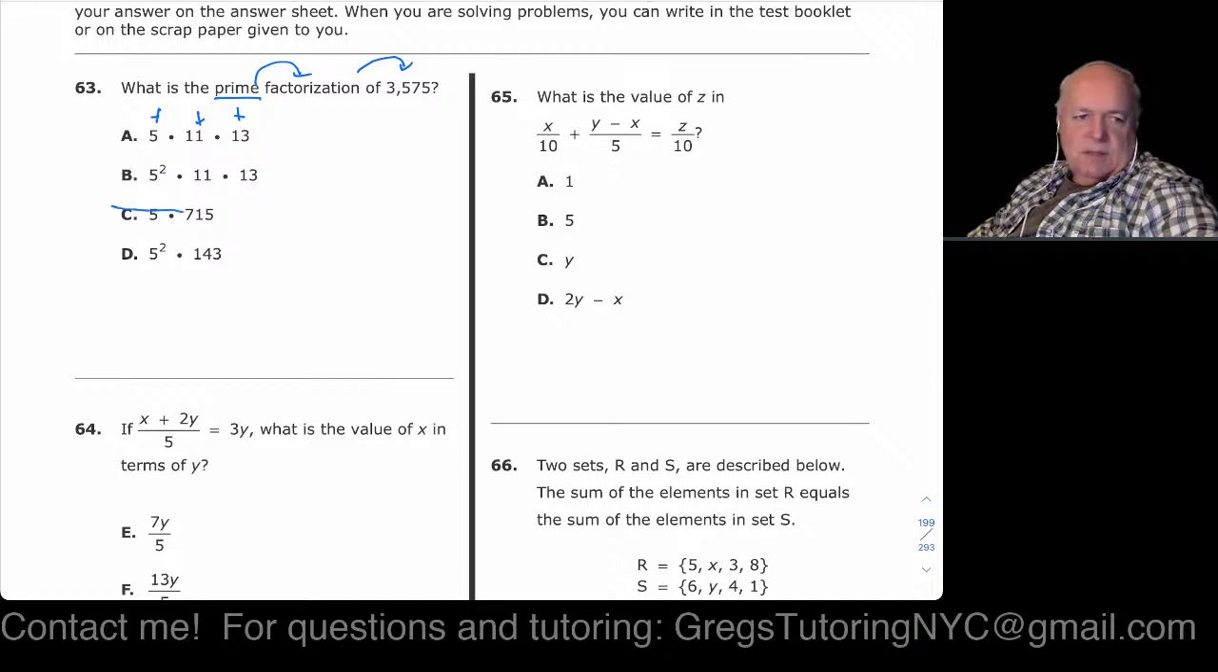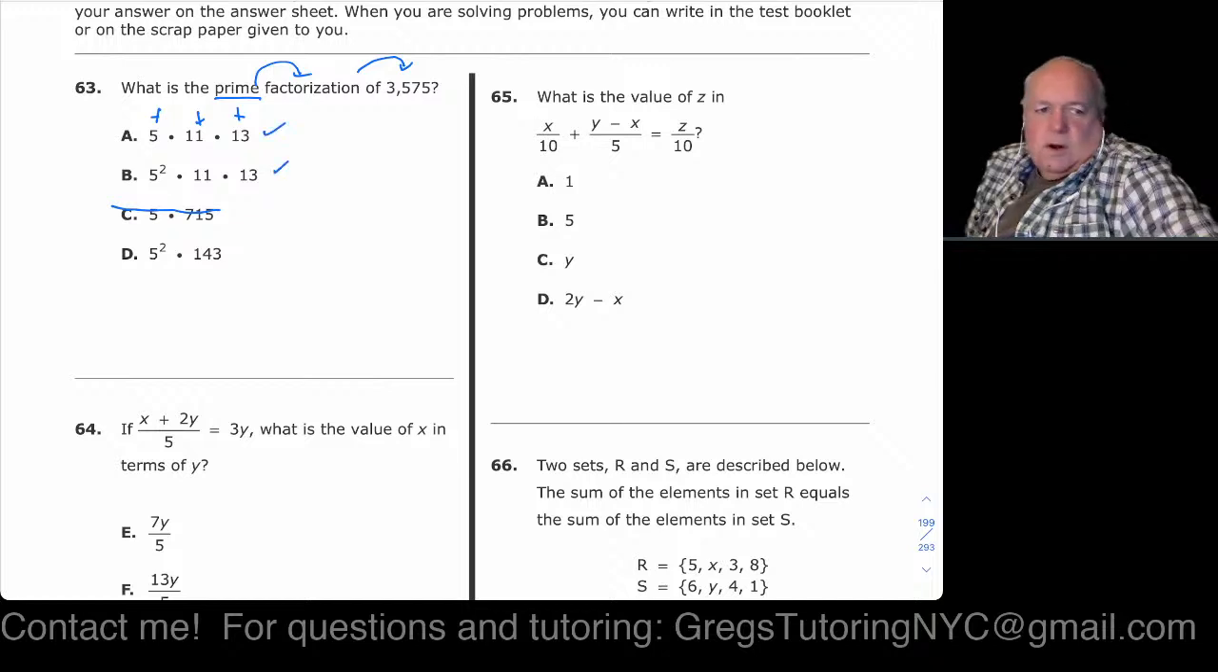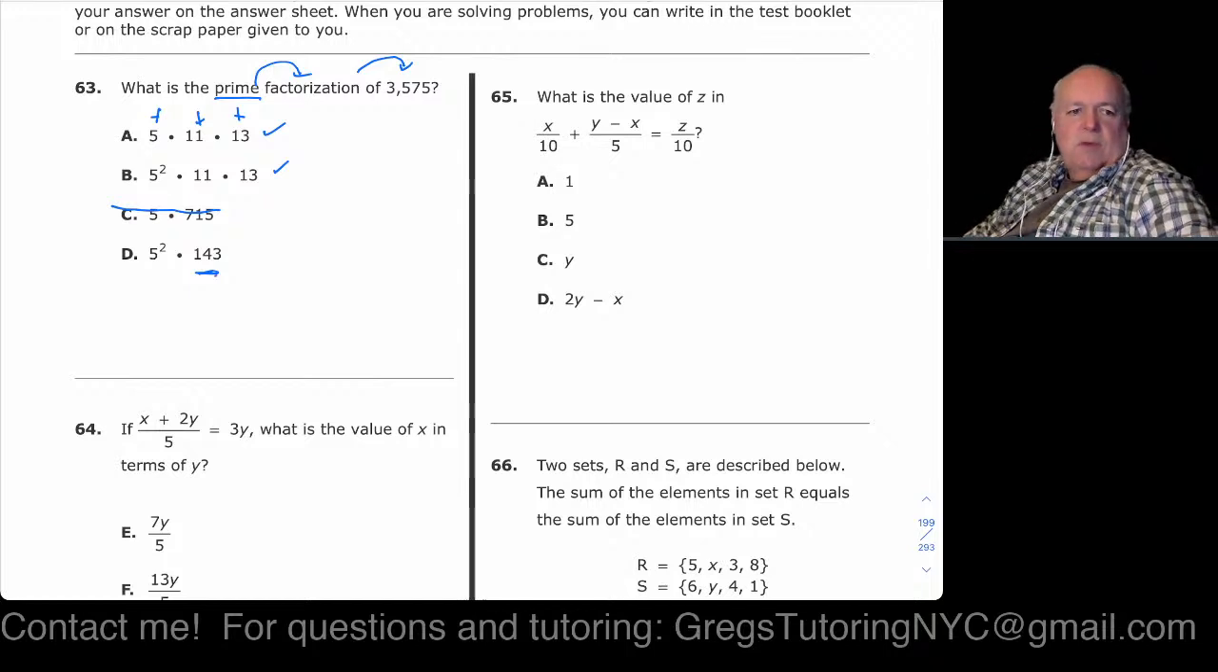because that's divisible by 5. 715 is divisible by 5. Some of the others you may not know. A has all primes, B has all primes. Now the question is, does 143 have any factors? That's probably divisible by something, but let's see what we got.